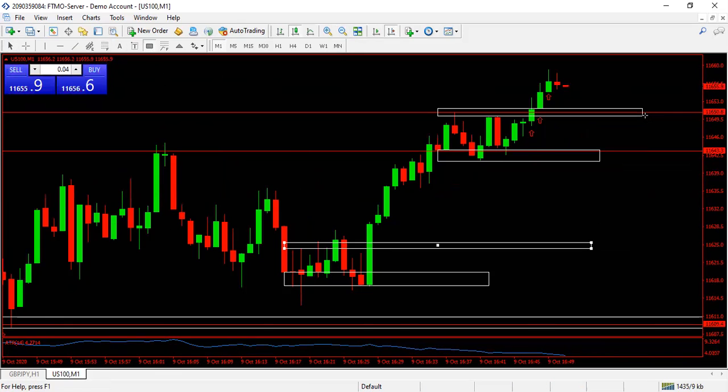This now is our new key level of support. Can we come down to that range for us to take buys? Which basically means, can we retrace to that level to look for buys? Okay, looking good.